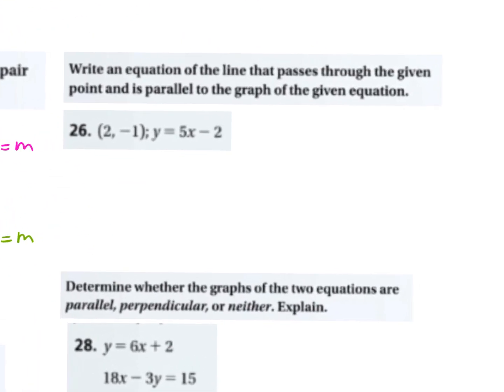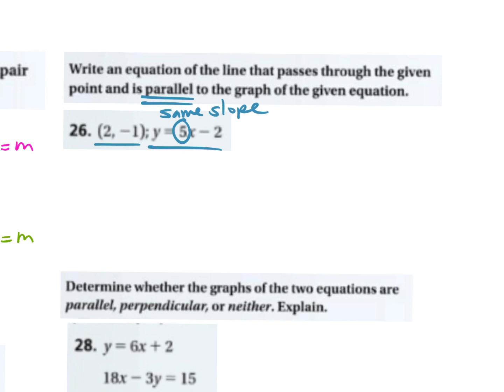So this says write an equation of the line that passes through the given point and is parallel to the graph of the given equation. If it's going to be parallel to this equation, it needs the same slope. Okay, so my slope is going to be 5. And then we have a point.